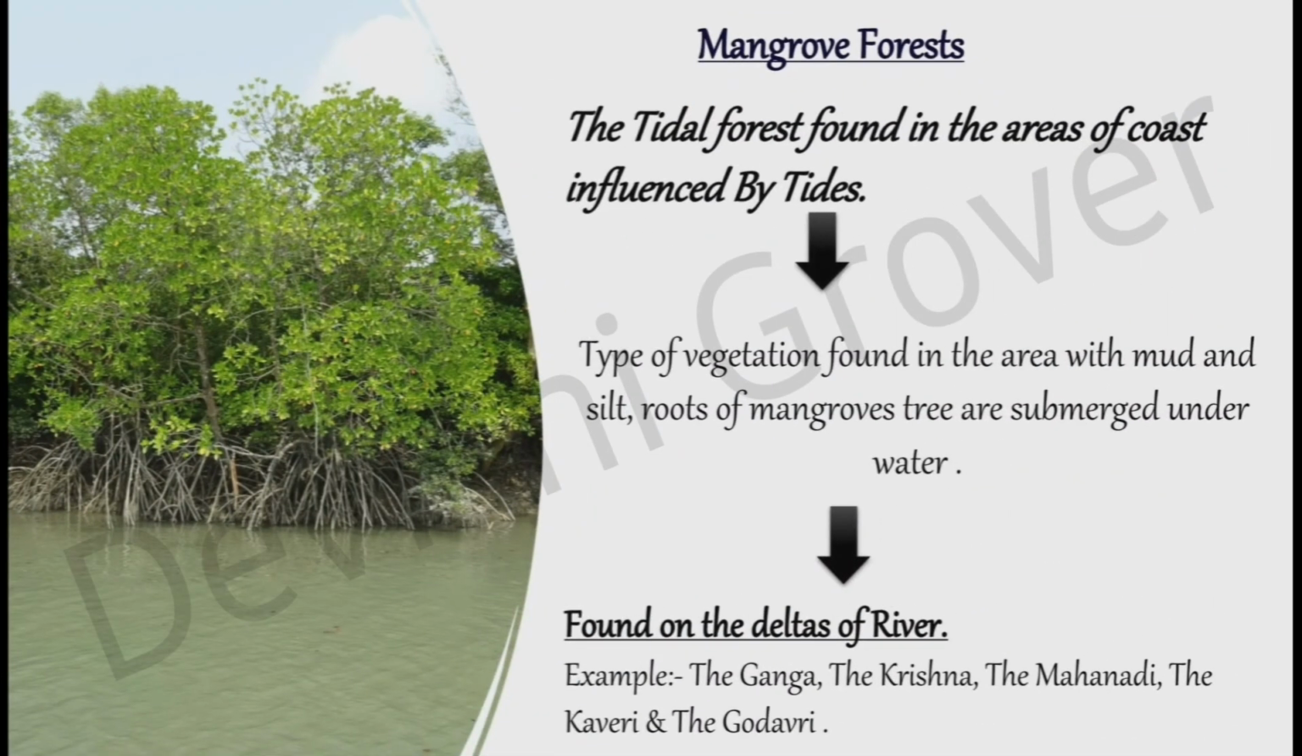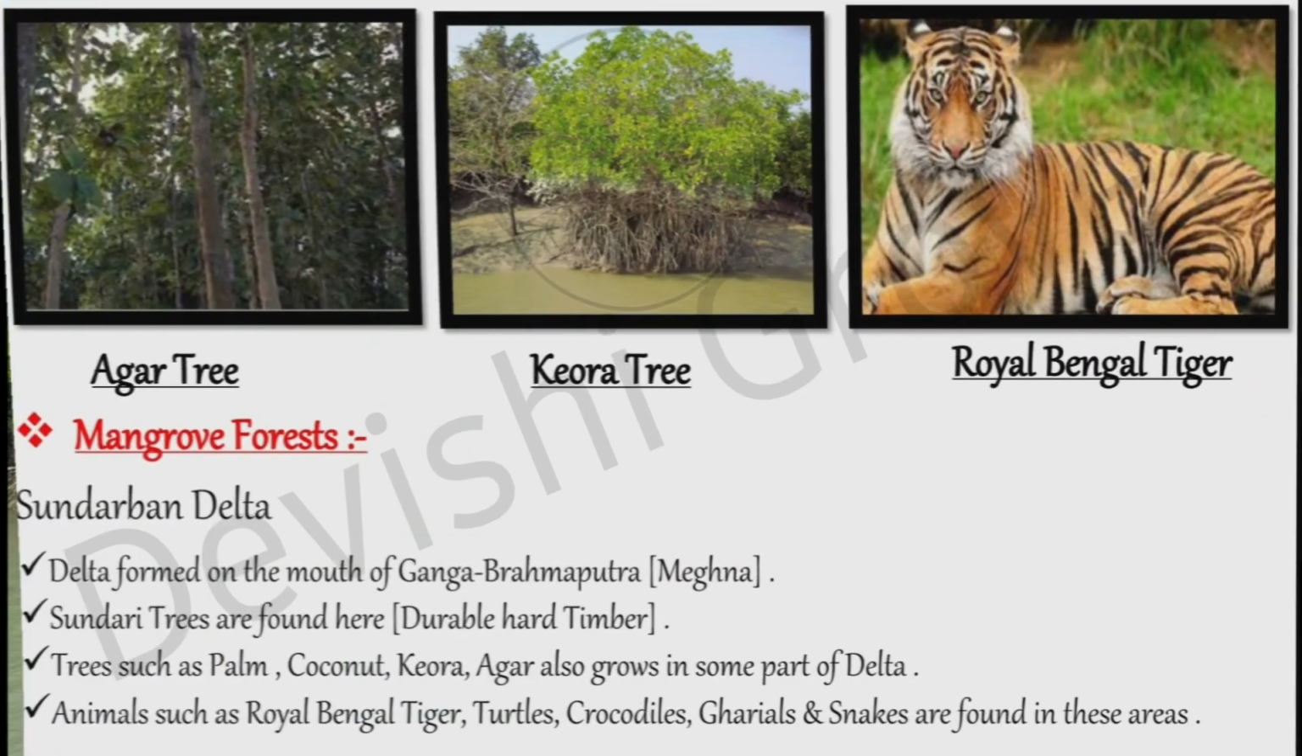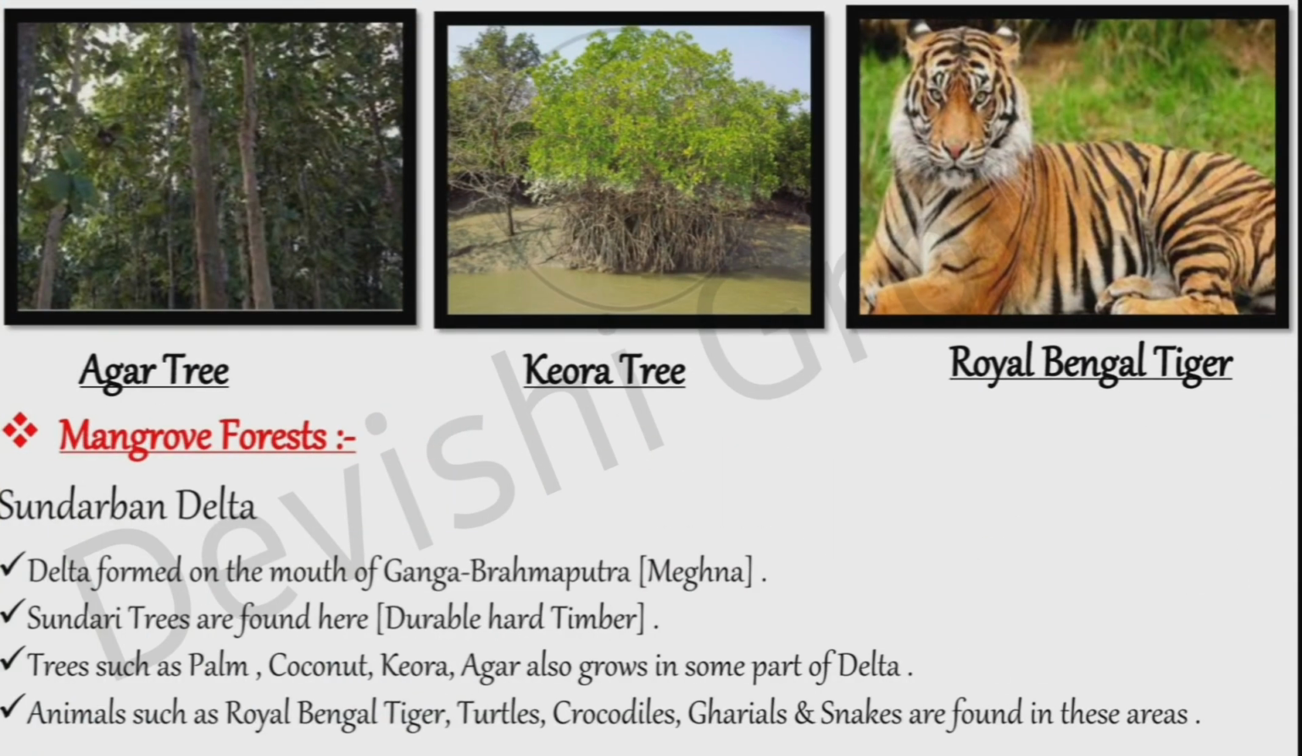Mangrove forests. These types of tidal forests are found in the areas of coast influenced by tides. This is a type of vegetation found in areas with mud and silt. Roots of mangrove trees are submerged underwater. These are found on the deltas of rivers, for example the Ganga, the Krishna, the Mahanadi, the Kaveri and the Godavari. Sundarban Delta. This delta is formed at the mouth of the Ganga-Brahmaputra river, also known as Meghna.